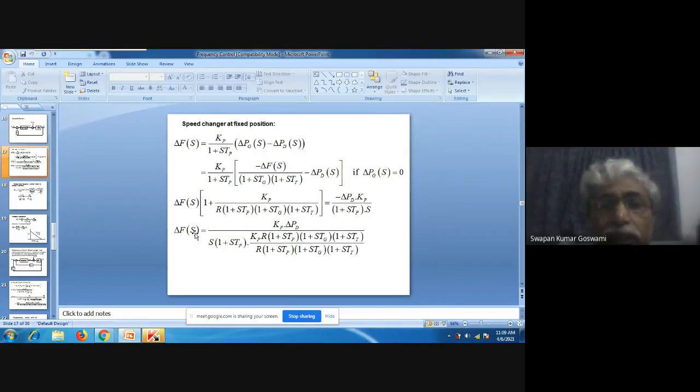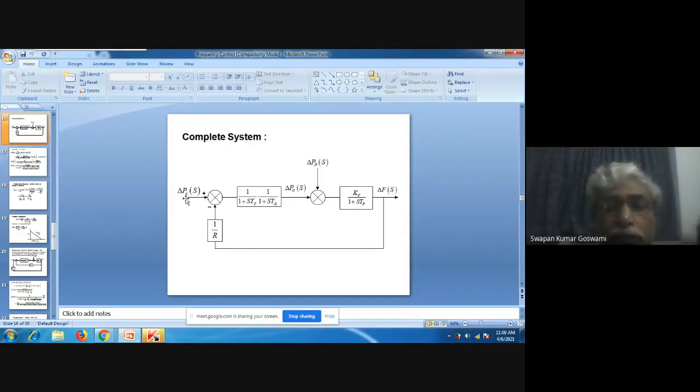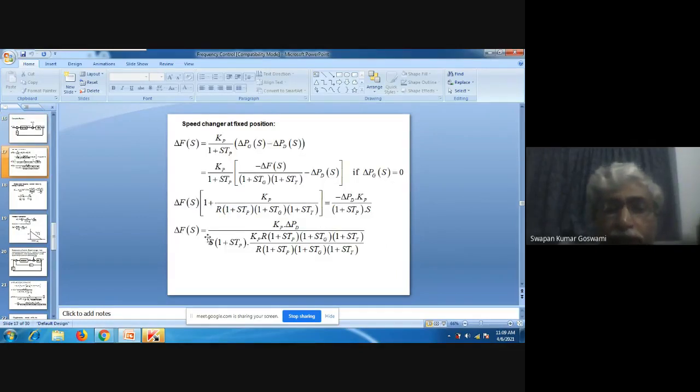Now you see that what we have done, we have not given any input through the speed changer. So we have kept the speed changer position unchanged. As a result of that, del fs ultimately will be like this in terms of delta PD. Since del Pcs basically has been made zero, because there is no change in the position of the speed changer, any change in generation will be due to change in frequency only. And if you find the expression finally, it will be like this.